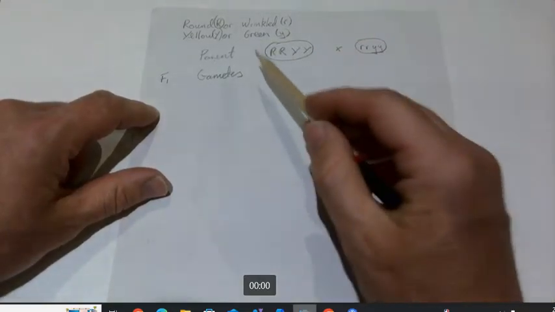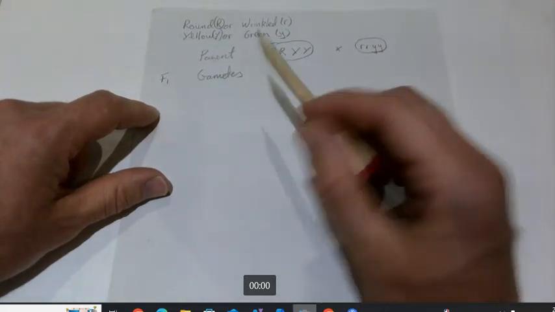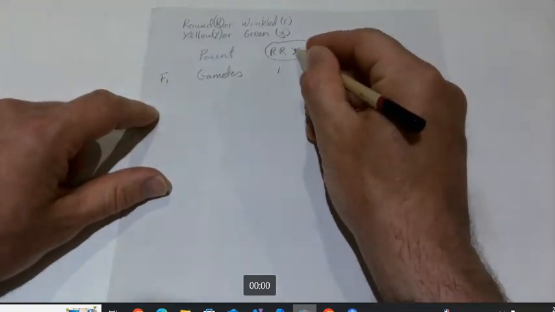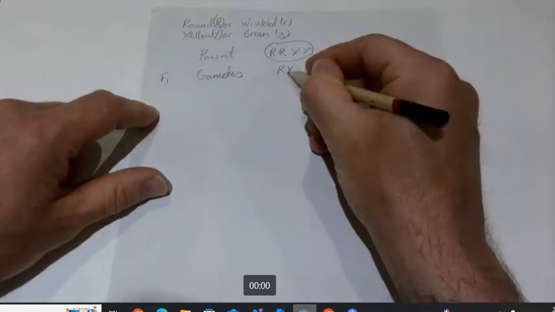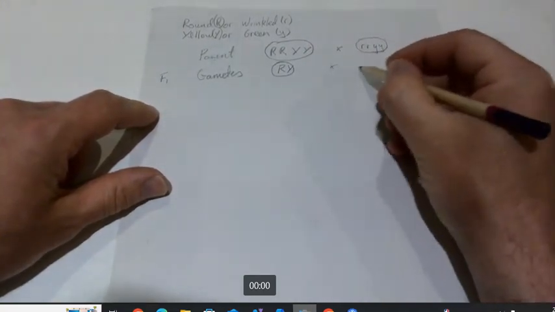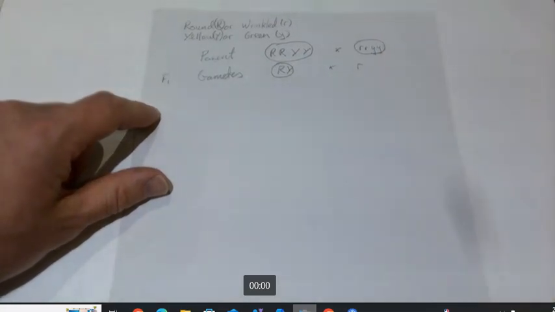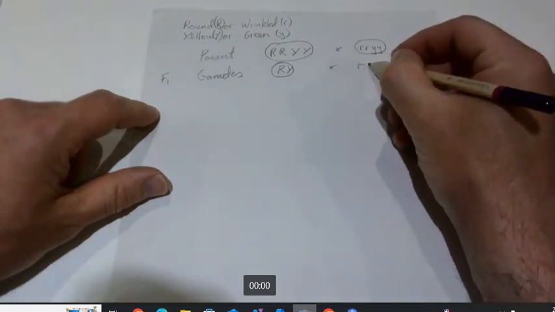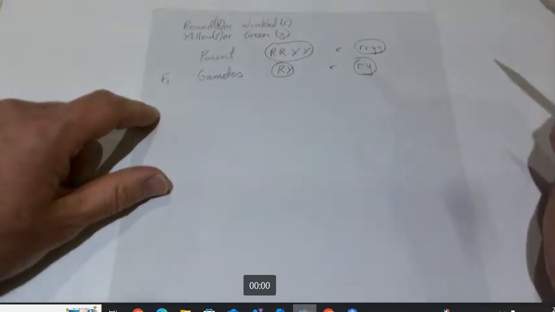So if we take the first trait, the seed shape, the gametes can only have one of the pair. So the only option in this plant is that all the gametes will have the alleles capital R, capital Y. And in this plant, it can only have one set of gametes, with the alleles small r and small y. There's no other combination that you can get from either of those two.